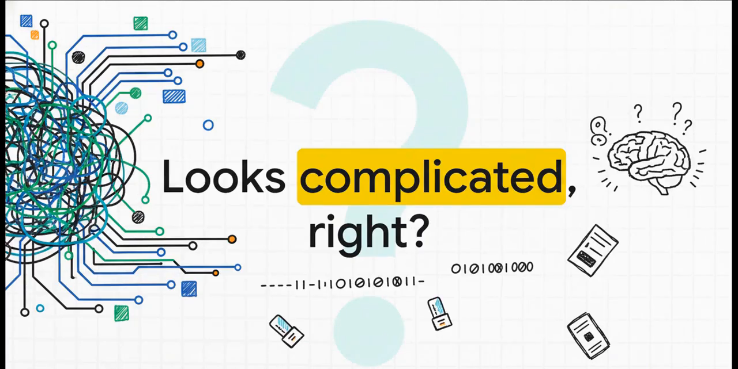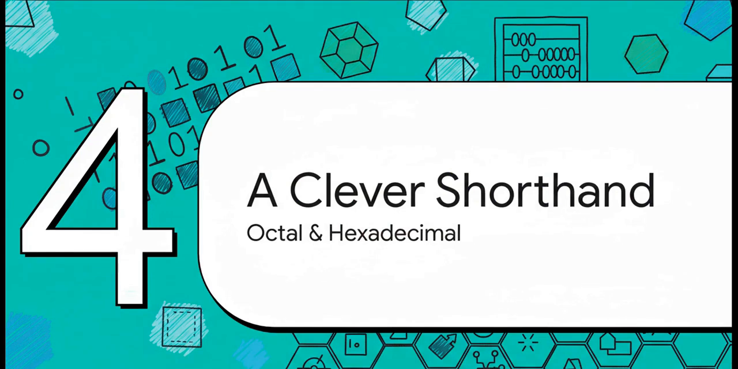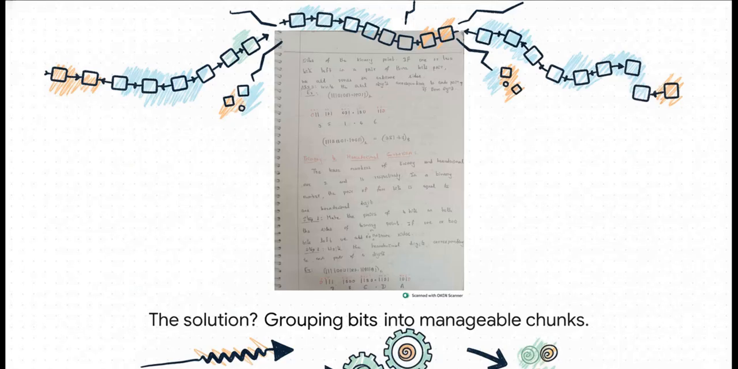Yeah, it looks complicated because for our brains, it is complicated. And this was the exact challenge that early programmers were up against. They desperately needed a better way to work with the computer's native language without going completely nuts. And that brings us to the really elegant solution. Instead of trying to reinvent the wheel, they came up with a clever shorthand to make binary readable for humans. So say hello to octal and hexadecimal. So here's the game-changing idea. Instead of trying to read that long, scary string of ones and zeros as one giant number, what if you just broke it up into small, bite-sized chunks?